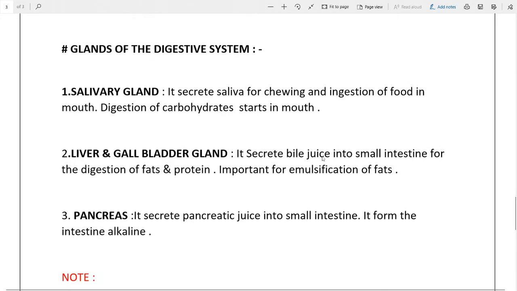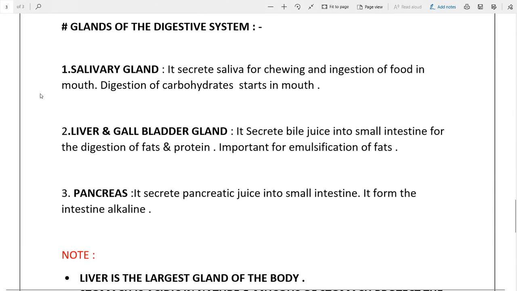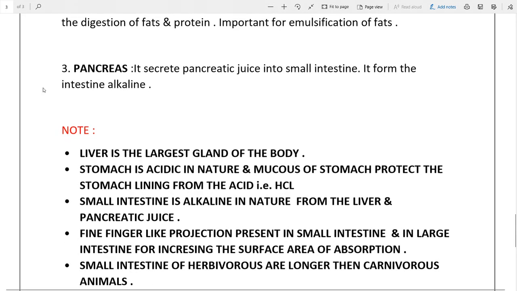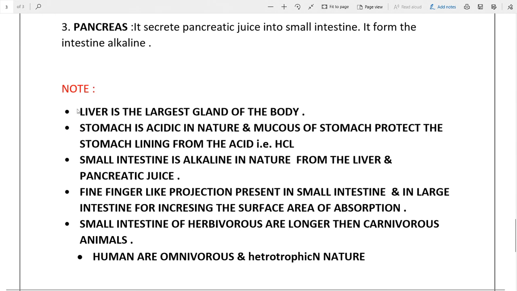Then the glands, I've already explained the salivary glands, it is a very important secretion for chewing and ingestion of food in the mouth, and it starts digesting the carbohydrate in the mouth. The liver and gallbladder secrete the bile juice in the small intestine. Then the pancreas is for the alkaline nature of the small intestine.